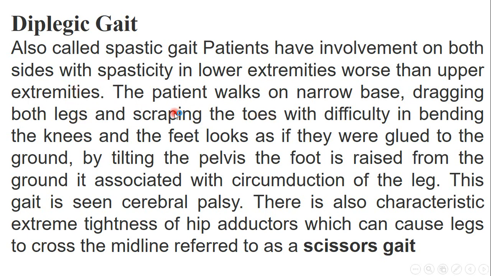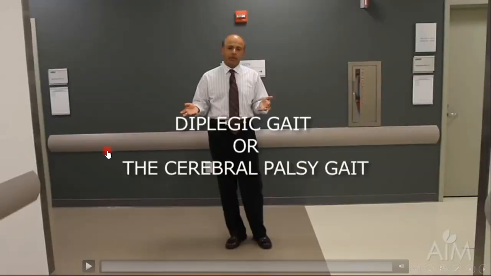The patient walks on a narrow base, dragging both legs and scraping the toes with difficulty in bending the knees, and the feet look as if they were glued to the ground. And by tilting the pelvis, the foot is raised from the ground. It is associated with circumduction of the leg. Of course, this diplegic gait we also call cerebral palsy gait or spastic gait, commonly seen in cerebral palsy. And sometimes we could even see a scissor gait, when there is extreme tightness of hip adductors, which can cause legs to cross the midline, scissor gait.